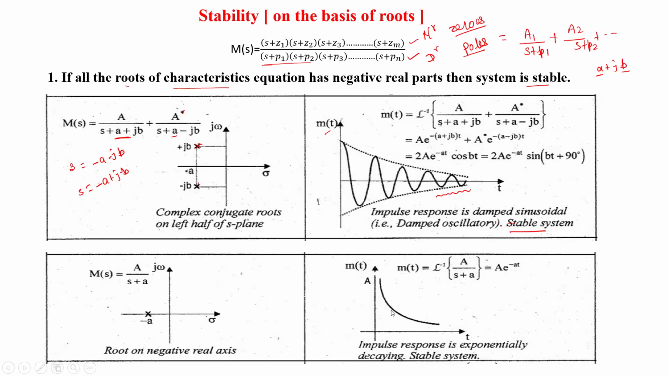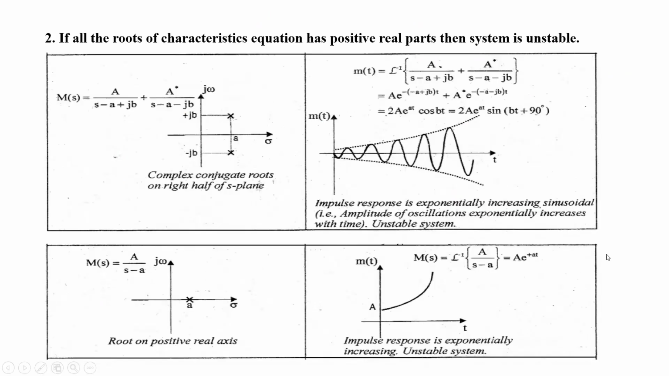Another case is if the root is on the negative real axis. Like this situation, here the root is s equal to minus a, which is on the negative real axis, the left side of the s plane. If you see the impulse response of that system, it is going to decrease exponentially, it is going to decay. That's why the system is going to be stable here.